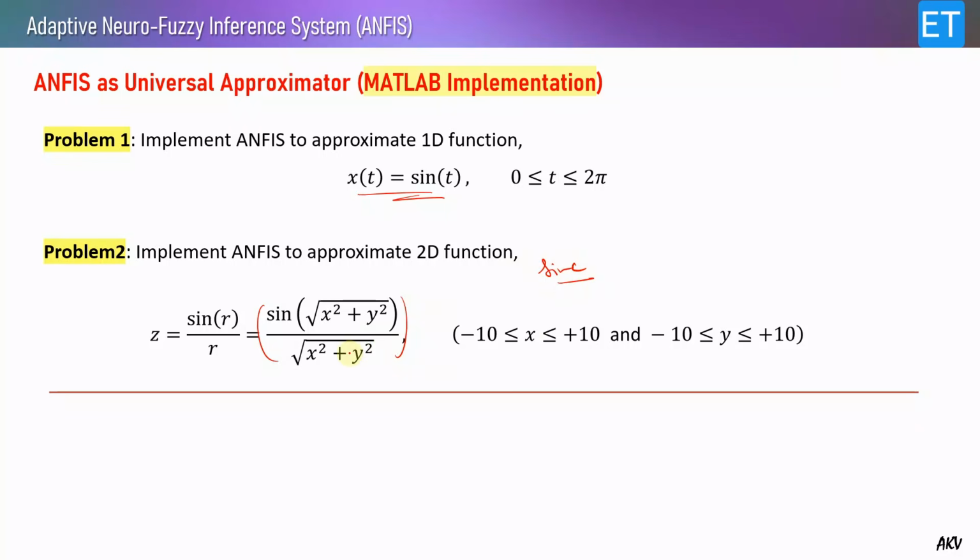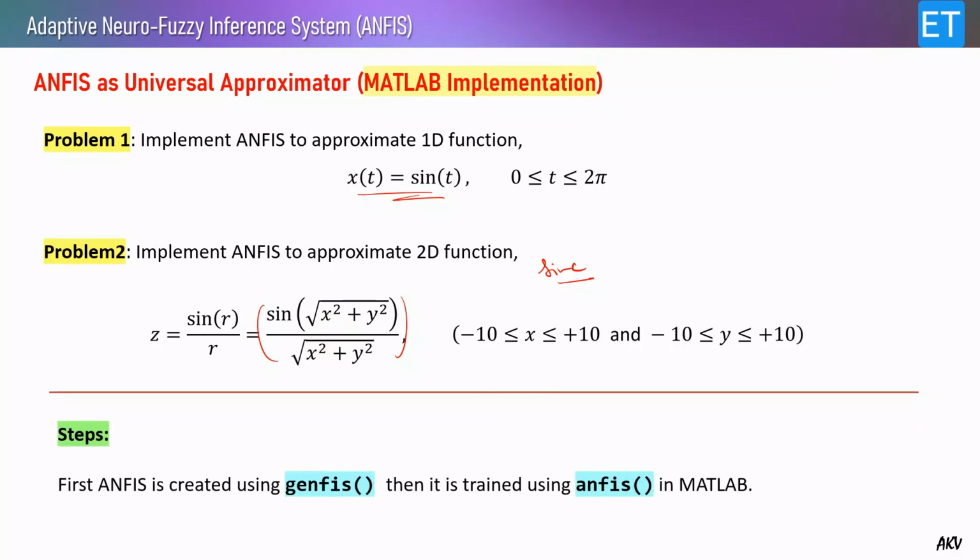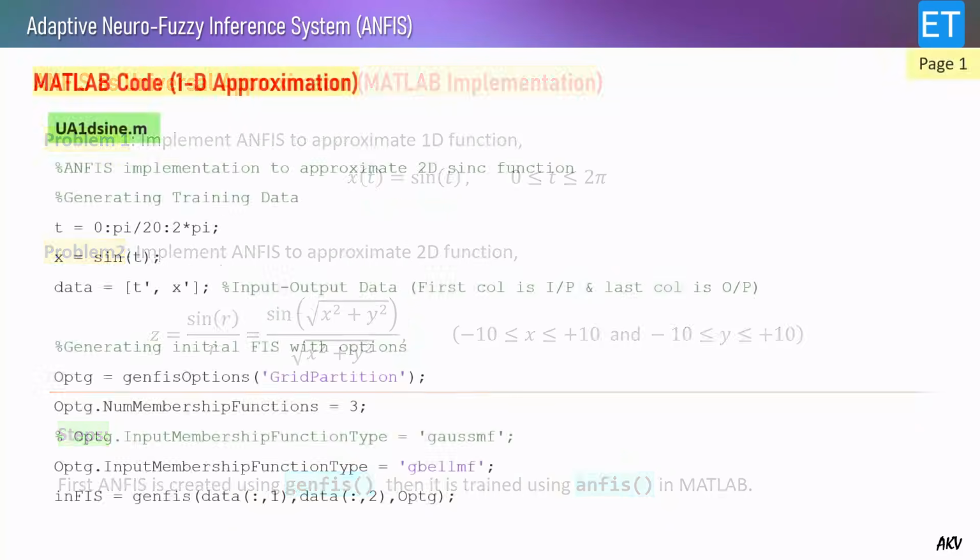Okay. So my ANFIS model will behave like this sinc function. So what are the steps? In MATLAB, I have to use two functions, GANFIS and ANFIS. GANFIS is used to create the ANFIS model, while ANFIS is utilized to train or tune that. Okay. So now let me come to the code.